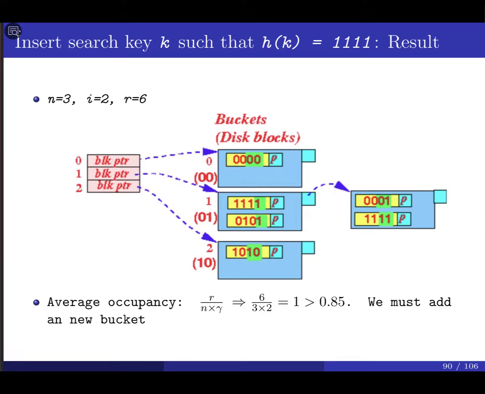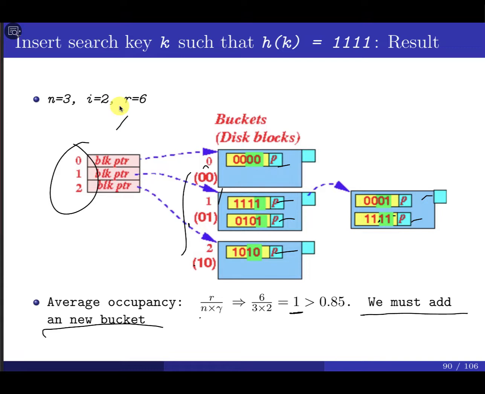We stored this one in place, but it doesn't mean that we are done, because now R is 6, i is 2, and N equals 3. Every time you modify something, you have to check the average occupancy, to see whether it satisfies the condition that we have or not. So in this case, we have R divided by N multiplied by gamma. Always the same formula. We have 6 elements, divided by the number of buckets, which is 3. I'm not going to say N equals 4, I'm just talking about the number of buckets here, which is 3. Multiply by 2, the fixed number gamma, so it's going to be 1, which is greater than 85%. That means definitely we need to add a new bucket.